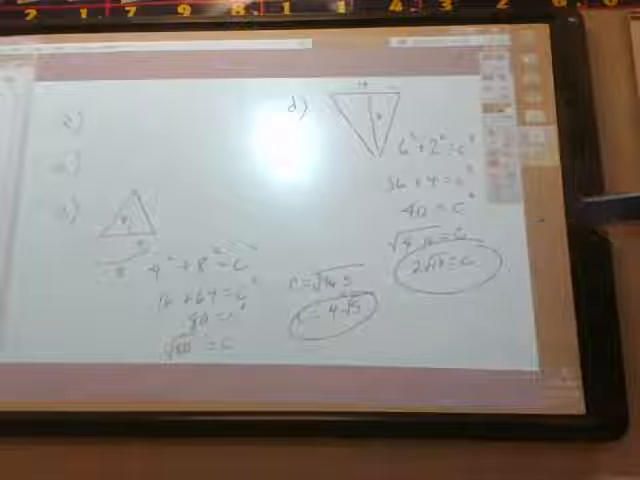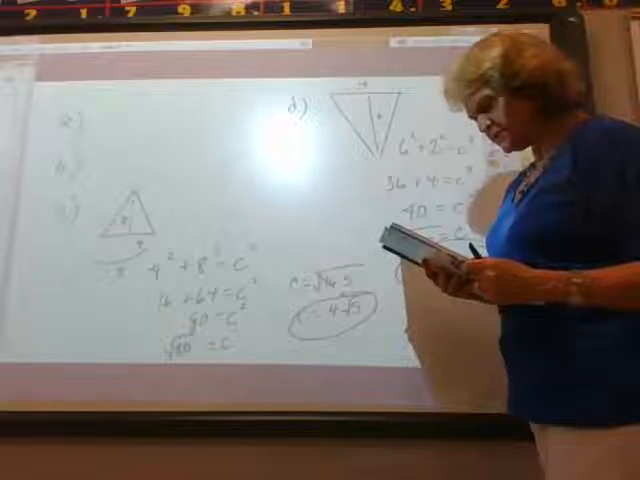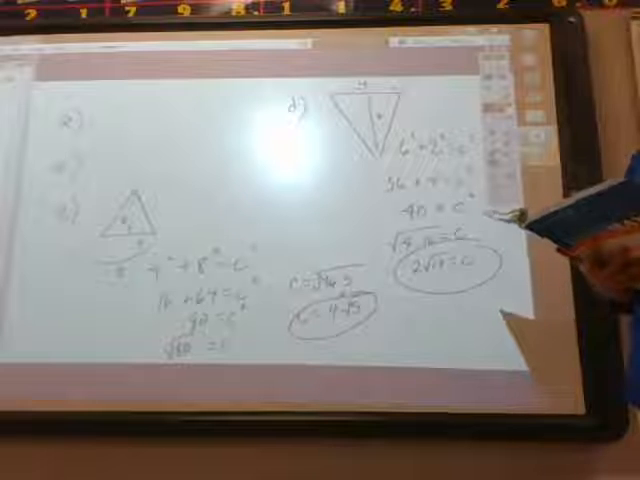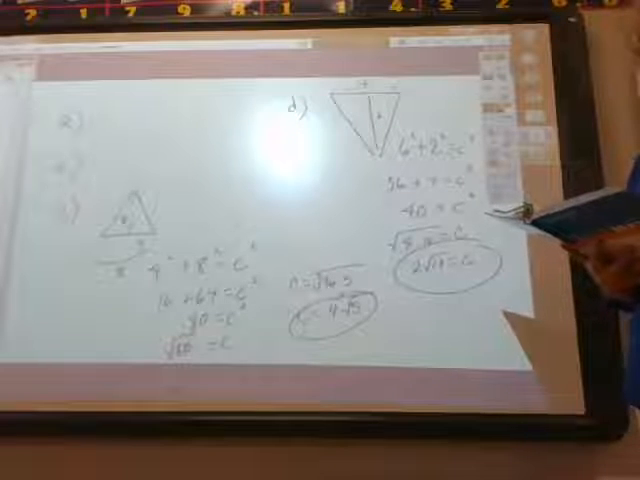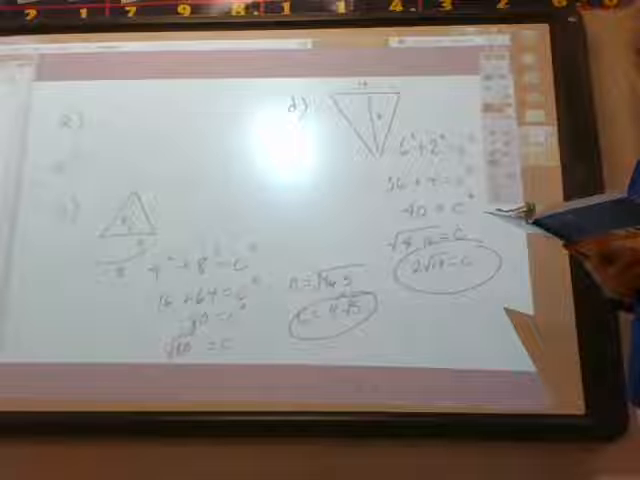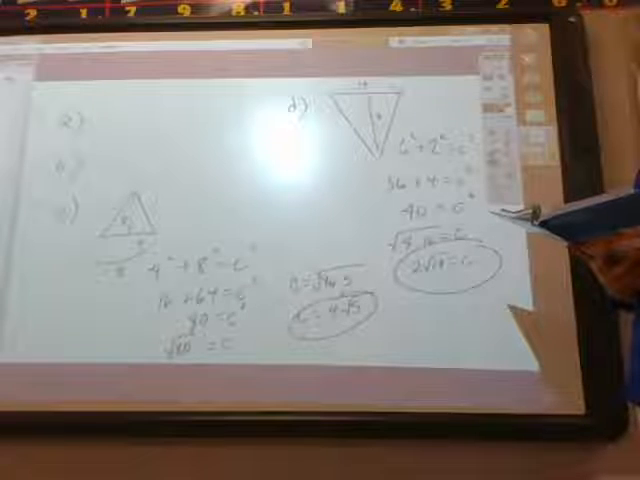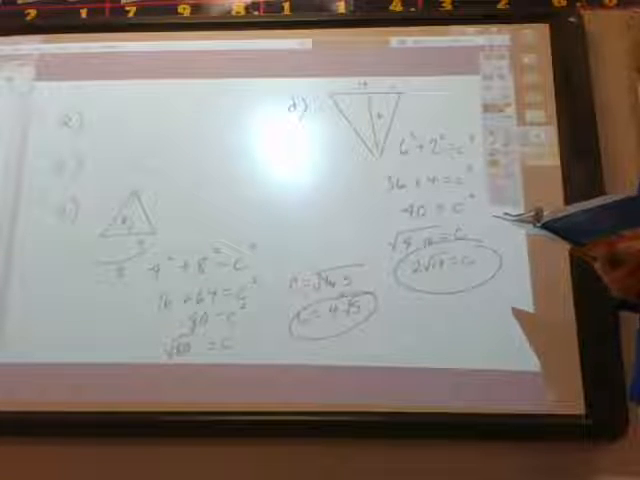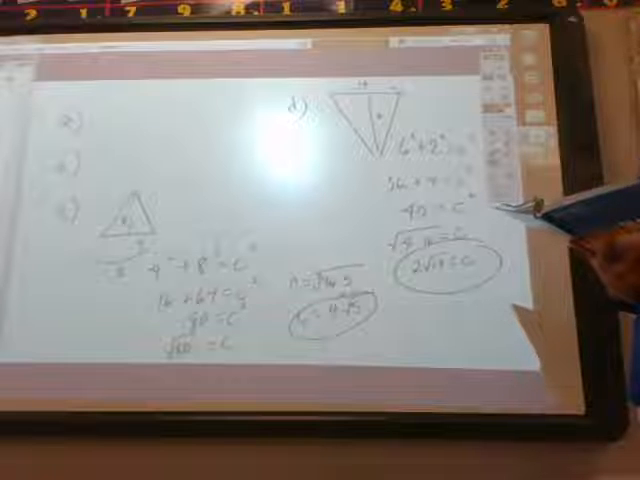All right, so for A, it says describe the difference between the height of a cone and its slant height. So you might want to say something like the height of the cone is the distance from the apex straight to the center of the cone, and then it's perpendicular to the base. The slant height is the distance from the apex to the edge of the base.